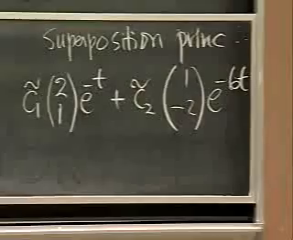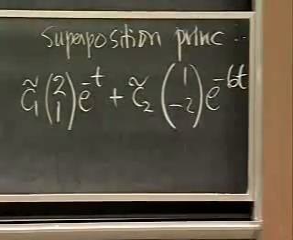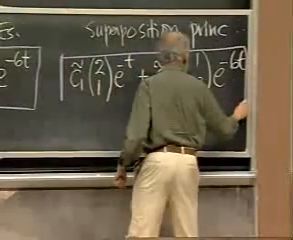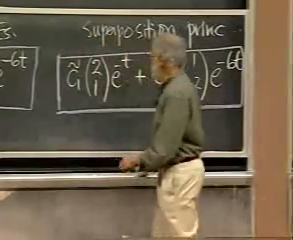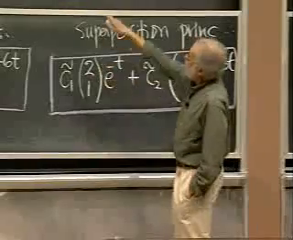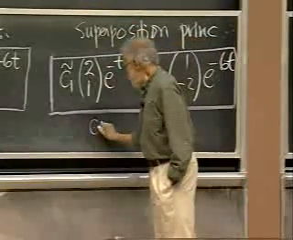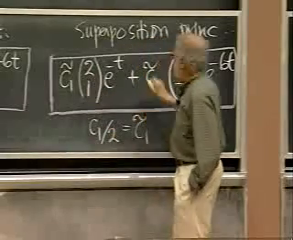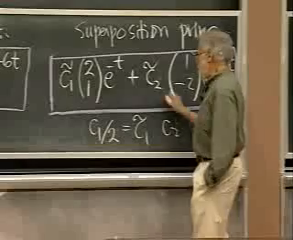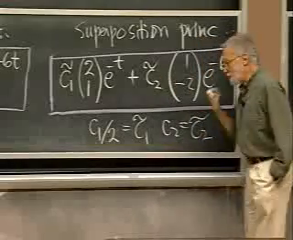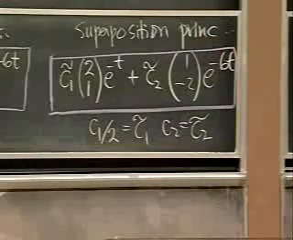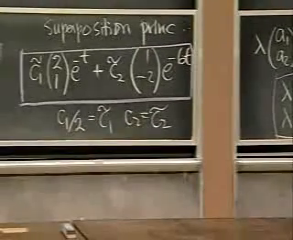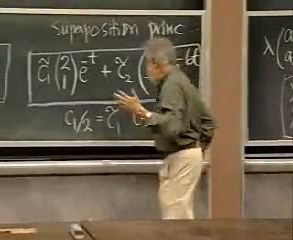Now you notice that's exactly the same solution I got before. The only difference is that I've renamed the arbitrary constants. The relation between them is that what I called C1 over 2 before, I'm now calling C1 tilde, and C2, I'm calling C2 tilde. If you have an arbitrary constant, it doesn't matter whether you divide it by 2, it's still just as arbitrary a constant. It covers all values, in other words.